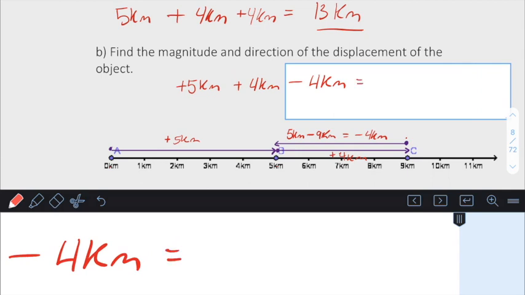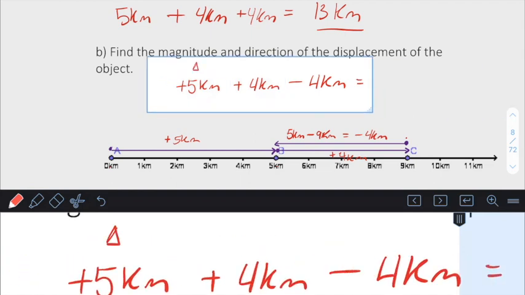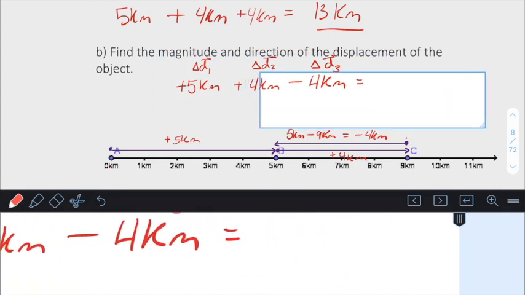And so the total displacement, adding all of these displacements together, so we can say this is change in displacement 1, change in displacement 2, change in displacement 3. And the total is now only 5 kilometers. And it is positive. So now this is going to be our direction here.